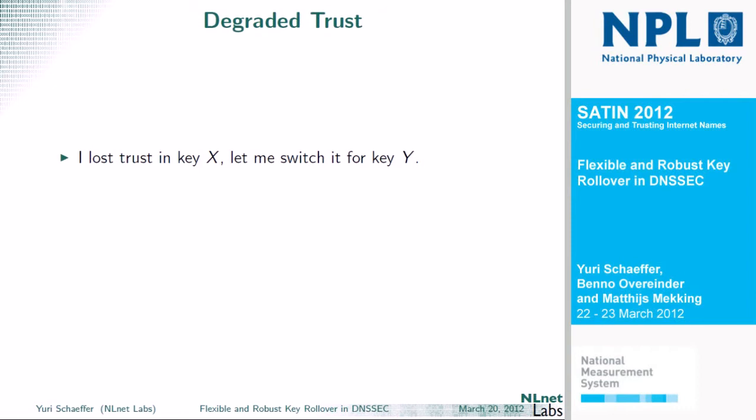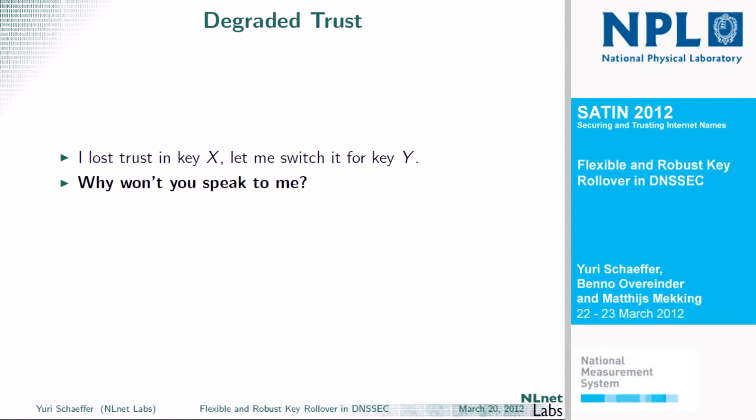Okay, for DNSSEC, of course, I need keys, and some way or another I lose trust in a certain key. Maybe over time, maybe there's some compromise of the key, and I want to switch key X to key Y. So let's just do that. I throw everything from key X out of my zone, the signatures, the DNS key, also the DS, and I put everything from key Y in and publish it. And I think I'm happy, but you suddenly stopped speaking to me.